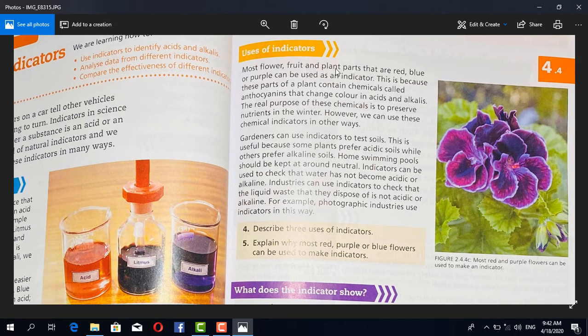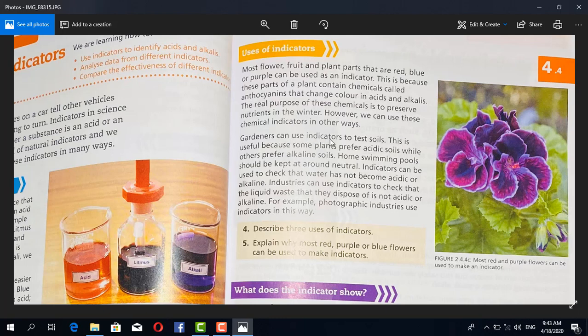Most flowers, fruits, plants and parts that are red, blue or purple can be used as an indicator. This is because these parts of plants contain chemicals called anthocyanins that change color in acids and alkalis. The real purpose of these chemicals is to preserve nutrients in the winter. However, we can use them as chemical indicators. Also, the red cabbage, you all know that kind of vegetable, we can use as an indicator as well because of its reddish color.